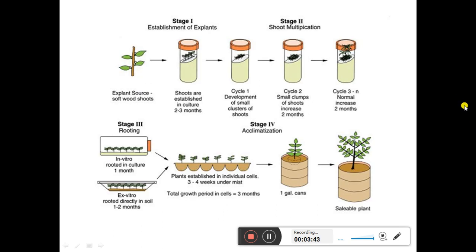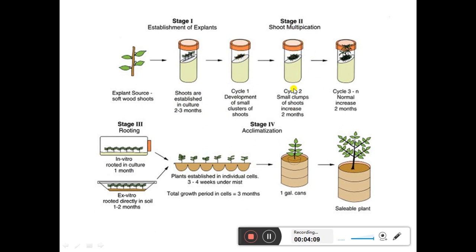This is the picture showing the micropropagation steps. This is stage 0, that is the explant source. We take the selection of the explant. Stage 1 is the establishment of the explants in the culture. Shoots are established in the culture in 2 to 3 months, with development of small clusters of shoots.